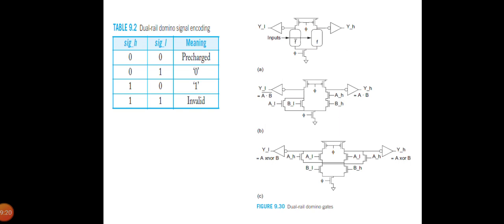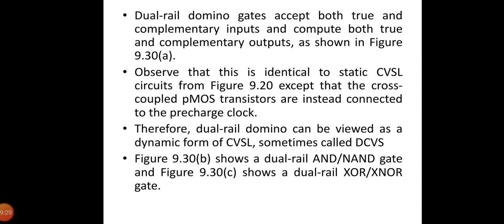With a footer transistor, the dual rail domino logic is tabulated here. It accepts both true and complementary inputs and computes both true and complementary outputs. So you can observe that it is identical to static CVSL except that the cross-coupled PMOS inverters are instead connected to the pre-charge clock. Therefore, dual rail domino can be viewed as a dynamic form of CVSL, and sometimes it is also called DCVS.